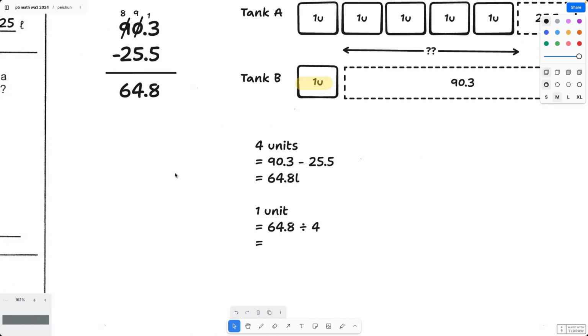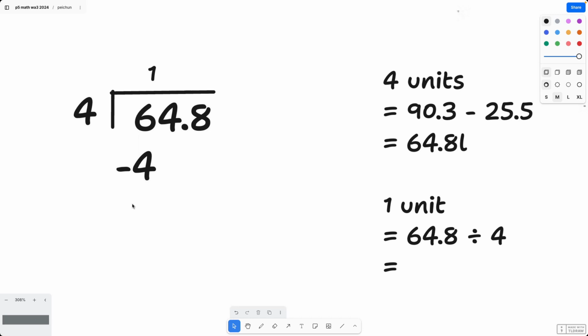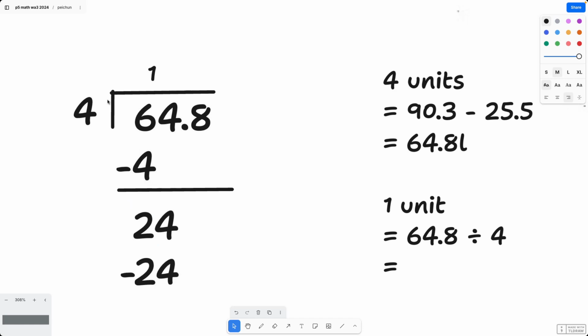Okay, so we're just going to have a line, and then another line. So 64.8 divided by 4. With this, we can minus 4 from 6. So this will be 1. Then 6 minus 4 will give us 2, right? 2 cannot minus 4, so we need to bring down 4, 24. So we minus 24. 24 divided by 4 is 6, right? 6 over here.